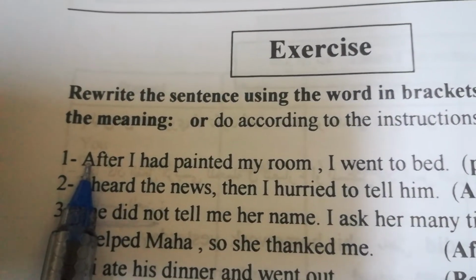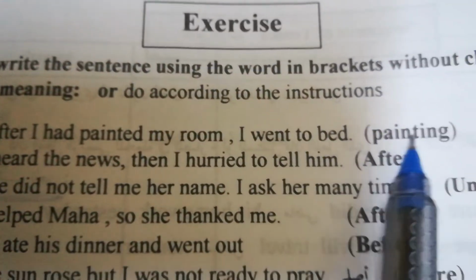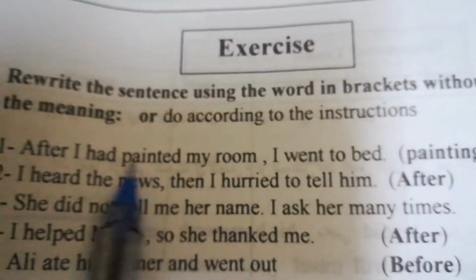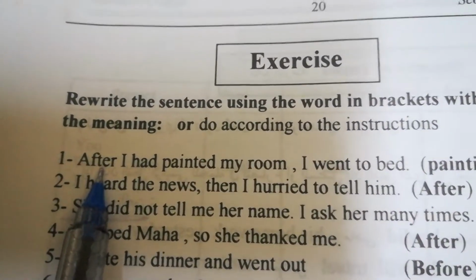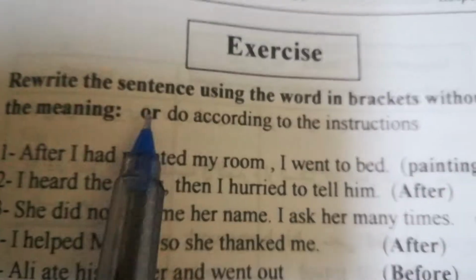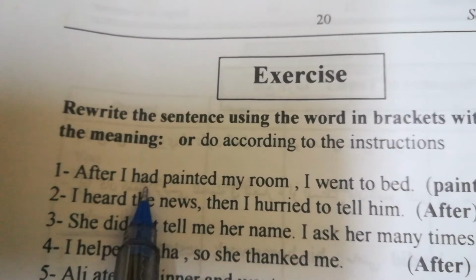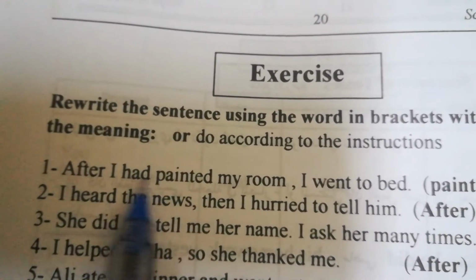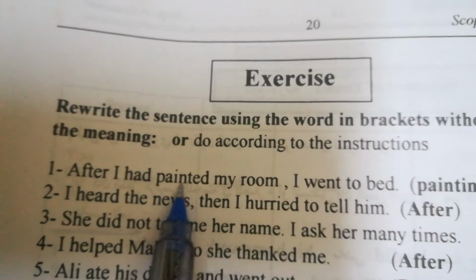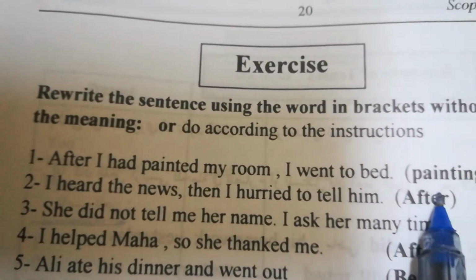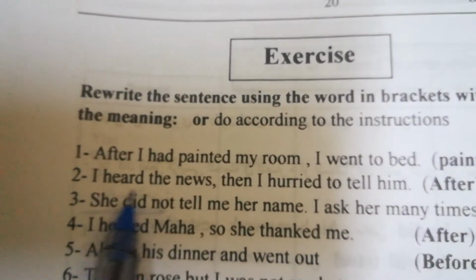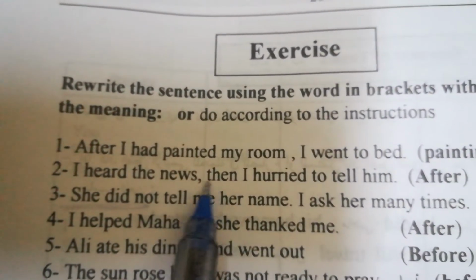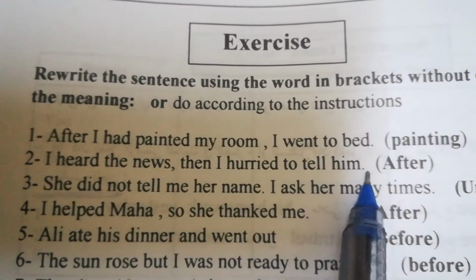After, if you want to use verb plus ing, we use after not as a conjunction but as a preposition. After, omit I and had and put ing. After painting my room, I went to bed. Okay, right?